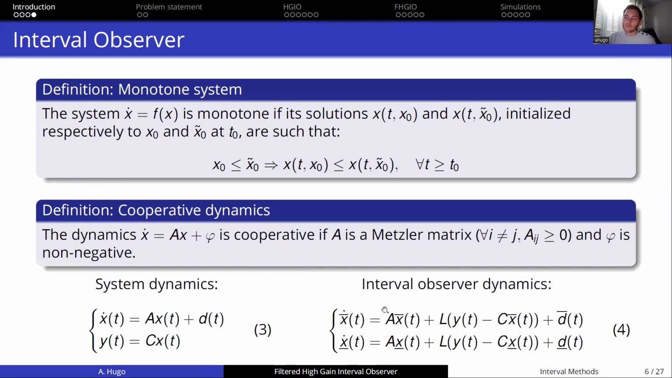And here is a quick example of how to design an interval observer for a linear system represented by equation 3 with a disturbance D that is assumed to be bounded. And we can obtain the dynamics of the interval observer. And note that for interval observers, we always have two different dynamics, one for the upper bound and the other one for the lower bound. We need at least two dynamics in order to represent an interval.